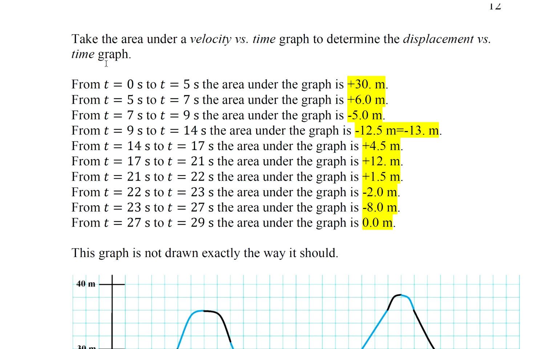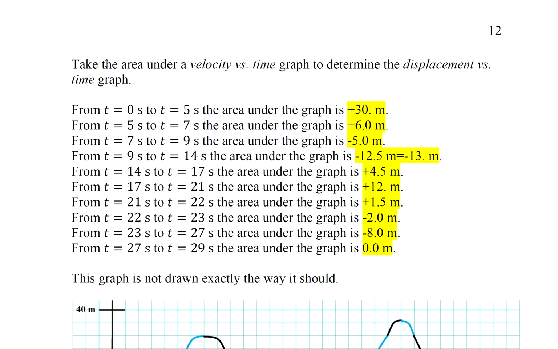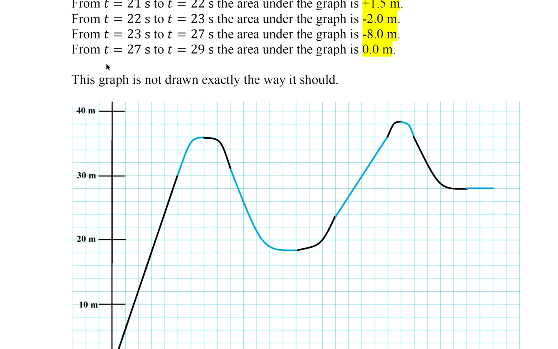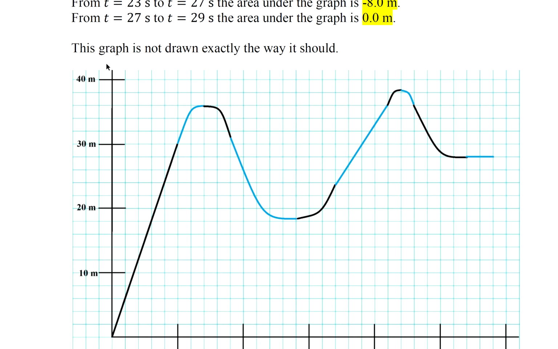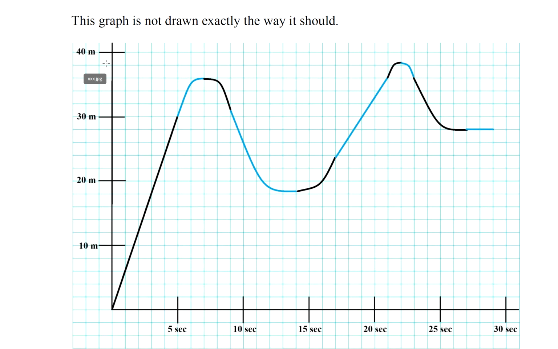And now let's try to find the displacement versus time graph. We have to find the area under the graph first, because we're integrating. So this is what the displacement versus time graph would look like roughly.